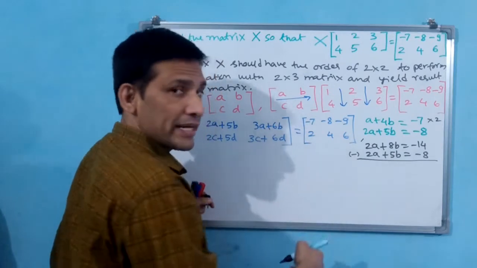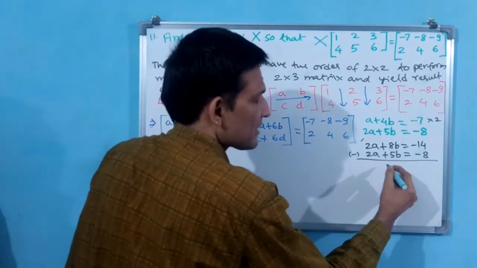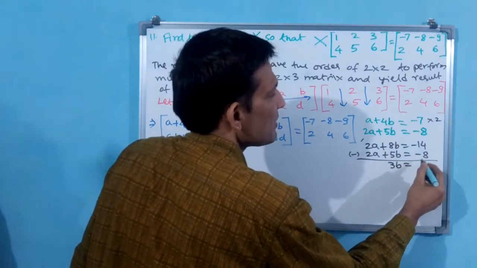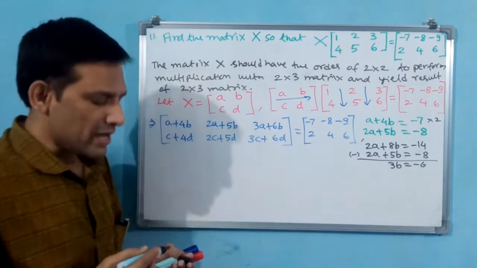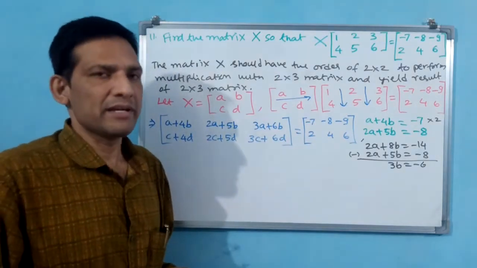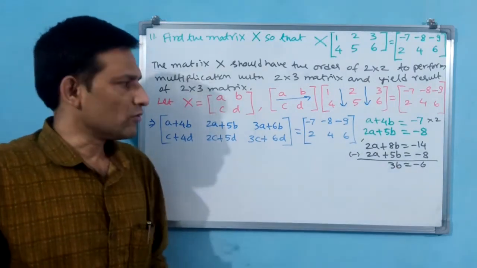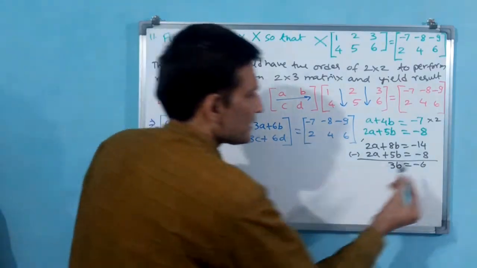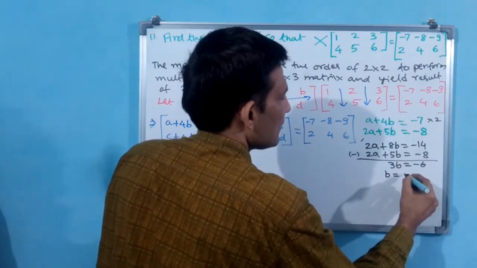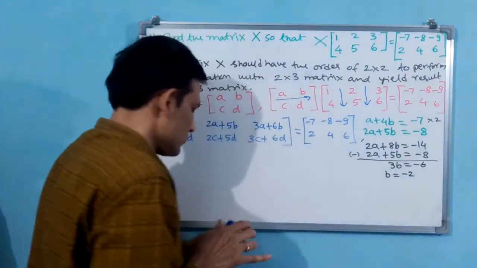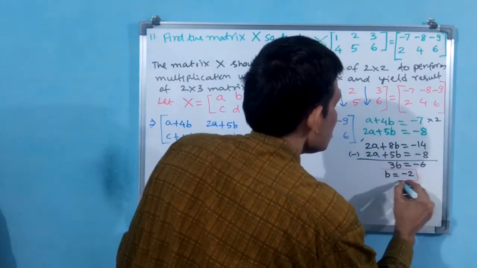Now the 2A gets cancelled. Why? Because we are doing subtraction. 8B minus 5B is 3B. 3B is equal to minus 6. Why? Because minus 14 minus of minus 8 is minus 14 plus 8, which means 14 minus 8, 6, and the minus symbol you have to give. 3B is minus 6, then what will be B? Minus 2. Now you box it. B is minus 2.